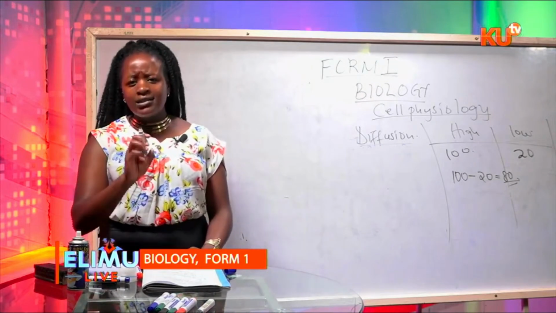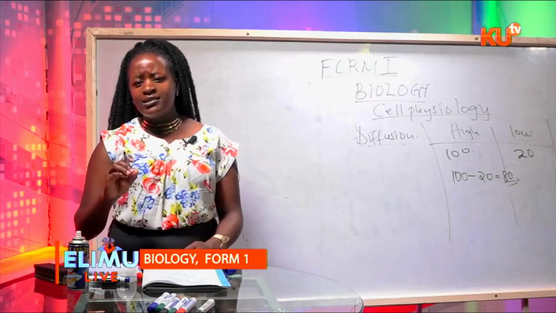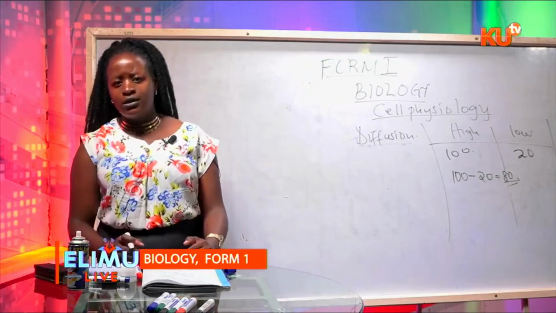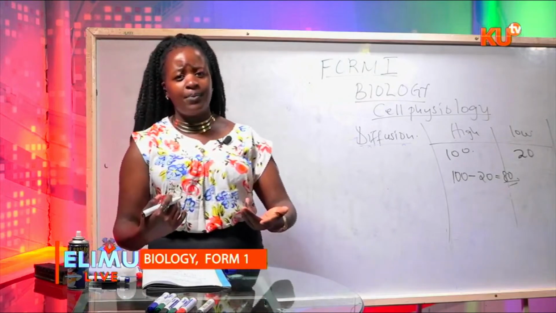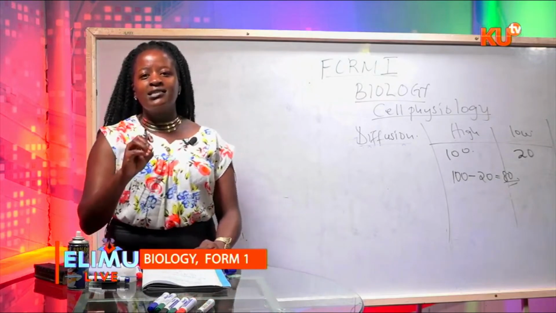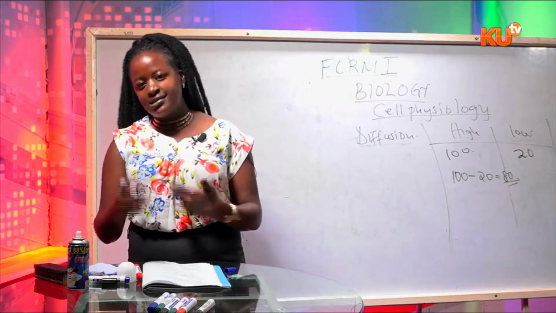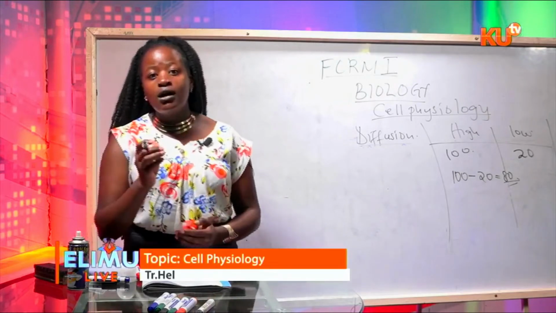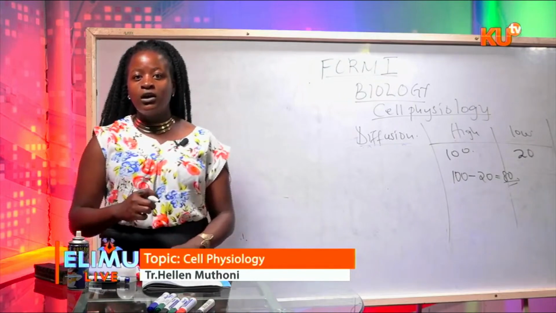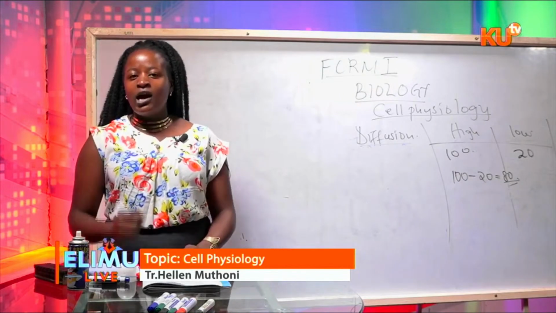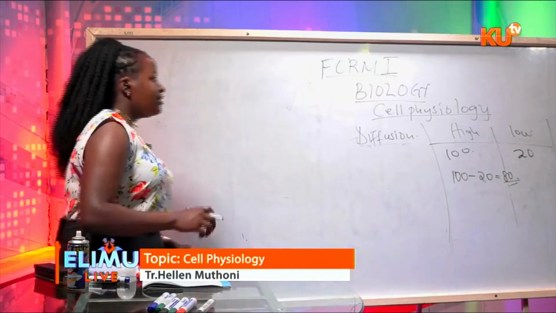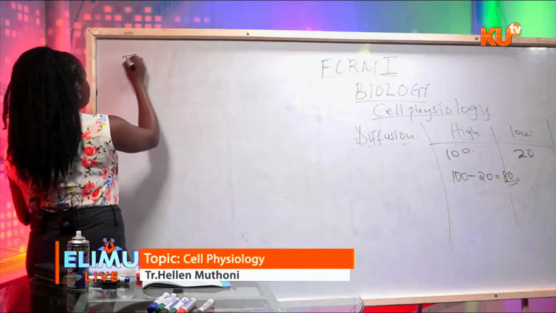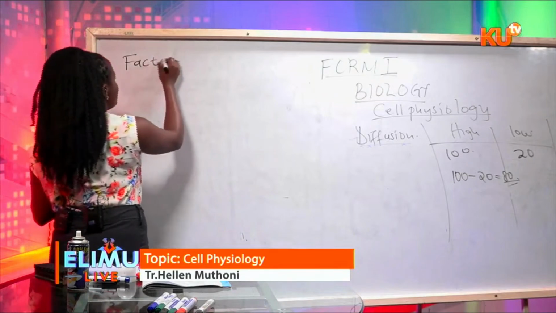So there are factors that affect the rate of diffusion. Rate means how fast or how slow something happens. So there are factors that affect how fast diffusion takes place or how slow diffusion takes place. Now these factors are 7 in number, and there's an acronym that you can use to remember these factors.